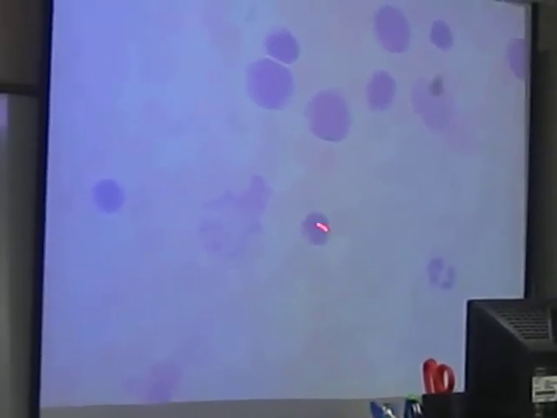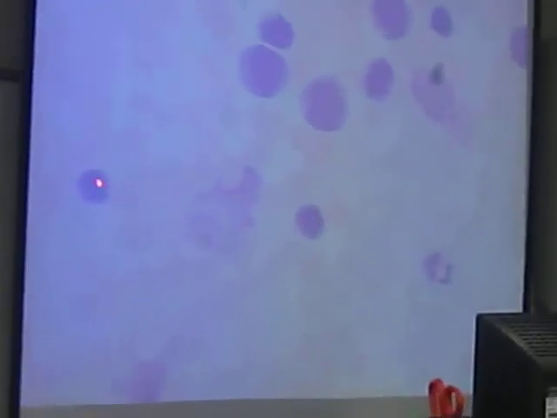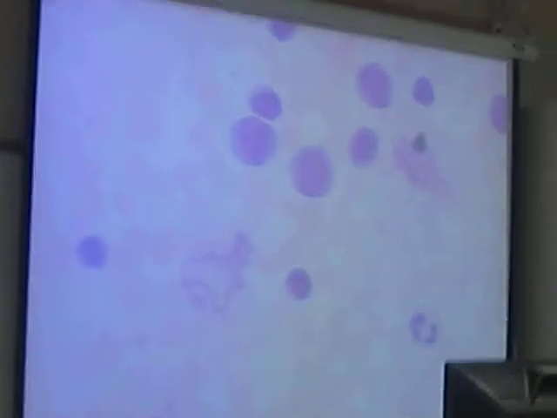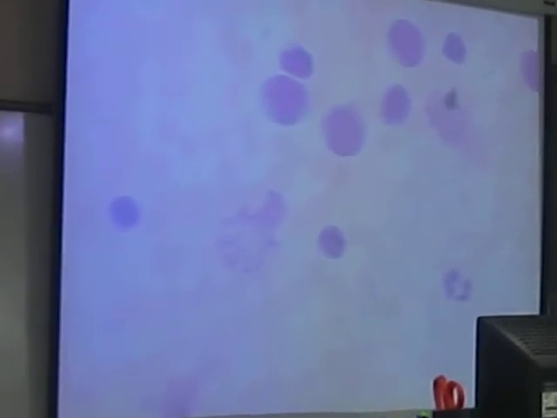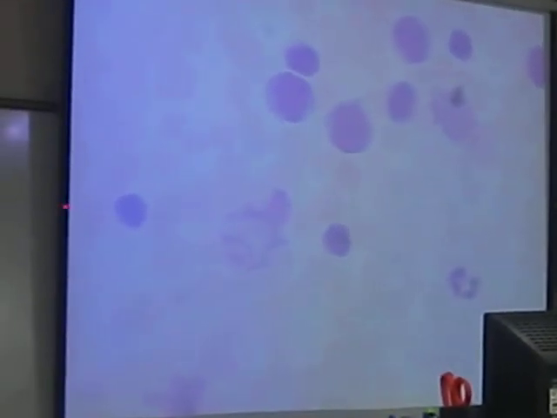Also on here you have lymphocytes. Notice that the lymphocytes are about the same size as a red blood cell. So they look similar if you look at just the nucleus and the little cytoplasm, but monocytes are much larger, whereas lymphocytes are about the same size.